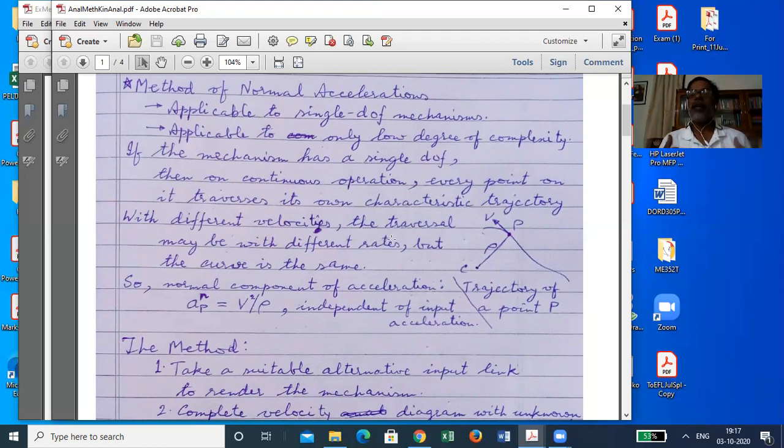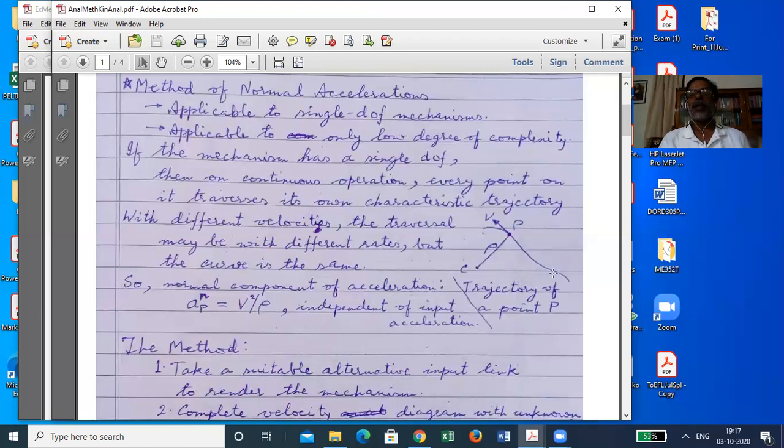That is, with time, the schedule of when it goes to this point, when it goes to that point, and so on, that will change. But the sequence of points will be the same. That means the trajectory will be the same, the curve will be the same.